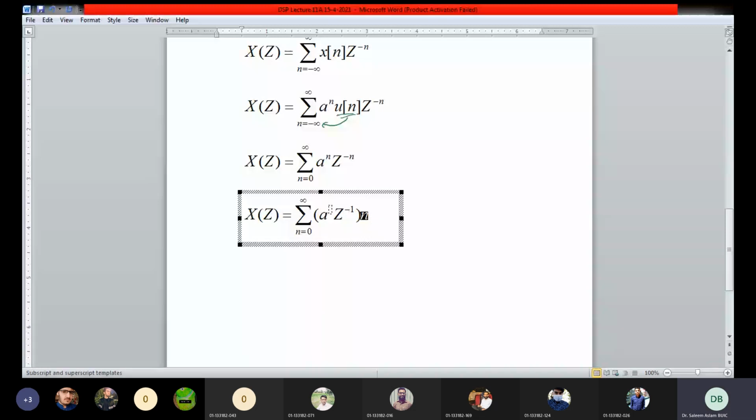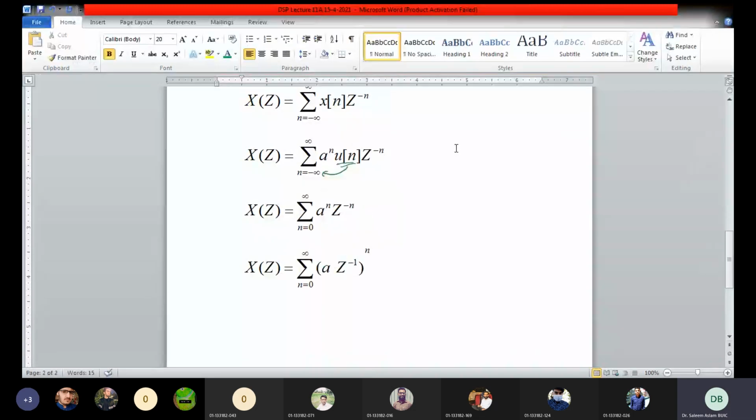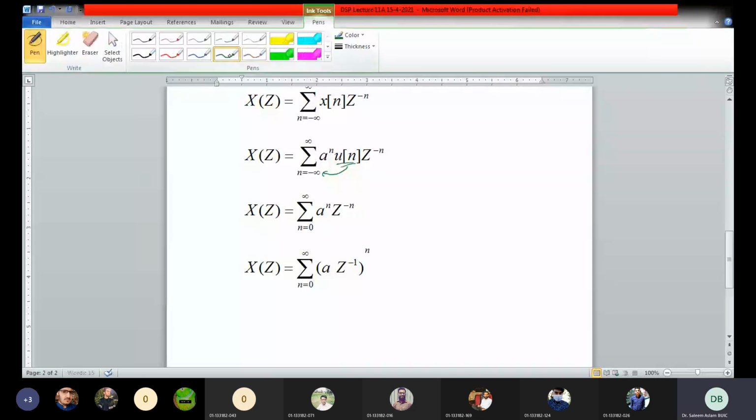So this is a z inverse to the power n, right? So n goes from 0 to infinity, a z inverse to the power n. Now our life is a little bit easy because we have a formula: if we already know from convolution that the sum over k from 0 to infinity of beta to the power k can be easily computed as 1 over 1 minus beta, with the condition that the magnitude of beta is less than 1.